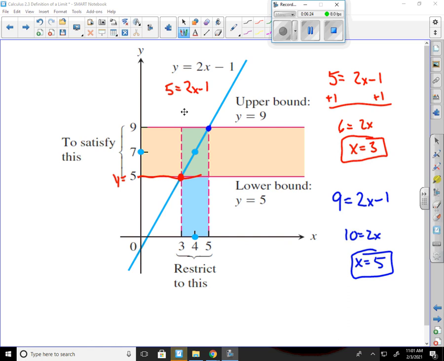So what we found is if I wanted to restrict the y to being within 2 units of 7, then my x has to only be restricted by 1. My x has to be within 1 unit of 4 in order to give me a y that's within 2 units of 7. Because 3 is only 1 less than 4, and 5 is only 1 more than 4.